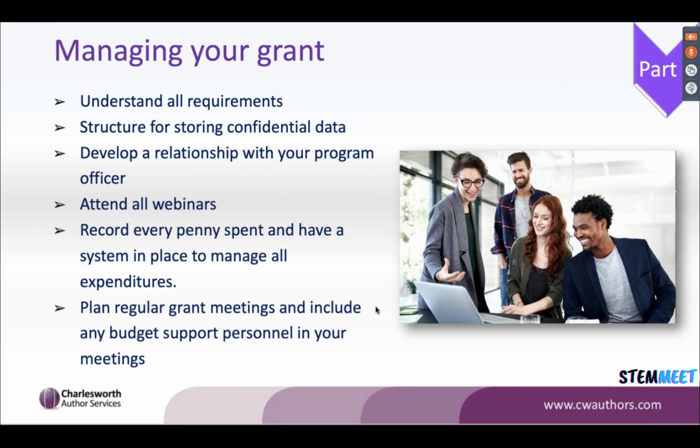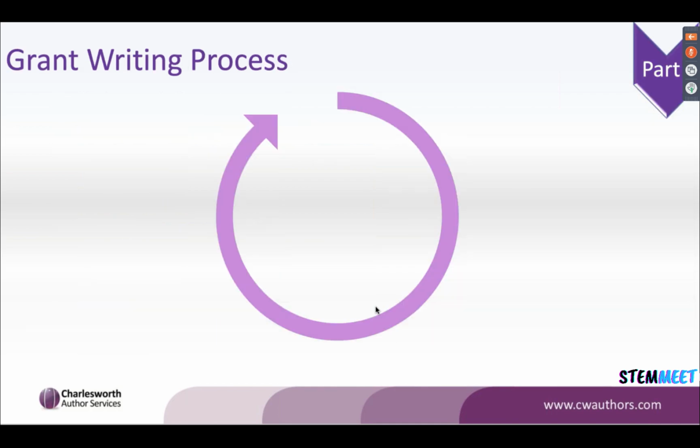And then here are some of the guidelines or suggestions for managing your grant. Understand all requirements. Make sure that you have a structure for storing confidential data. Data confidentiality is huge. You need to have a really strong plan for how you're making sure your data is confidentially stored. Develop a relationship with your program officer because they'll be talking back and forth with you around reports that are due. Attend all webinars the funder gives on reporting. Record every penny spent so you have a system in place to manage all expenditures and work with your budget office on that. And plan regular grant meetings that include both your budget office, but then also meetings to include any of your research team.